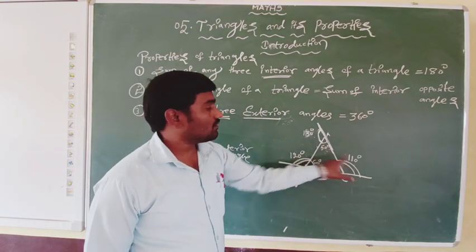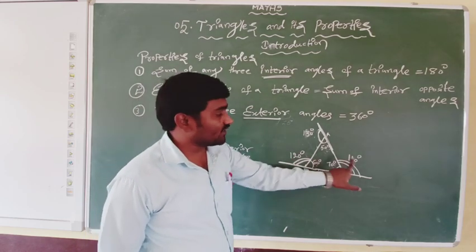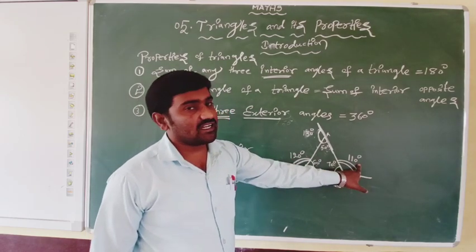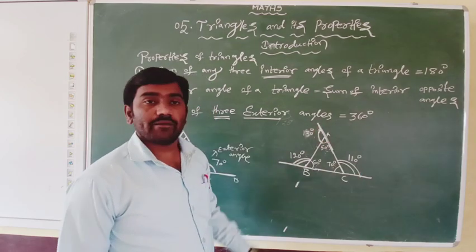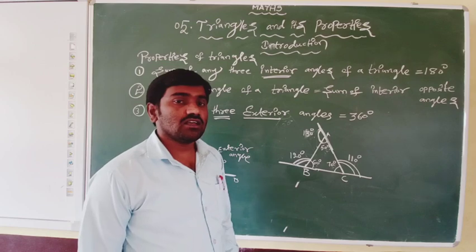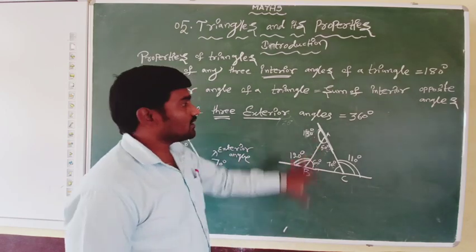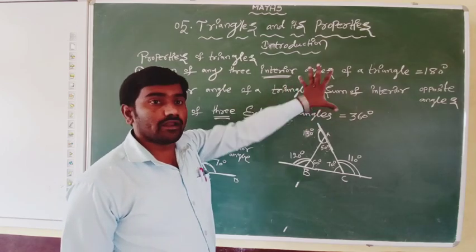Add all of this. 130 degrees plus 120 degrees, 250 degrees. 250 degrees plus 110 degrees, 360 degrees. So it is satisfied. The sum of three exterior angles of a triangle is equal to 360 degrees. The sum of three internal angles is equal to 180 degrees. These are the properties you need to remember.